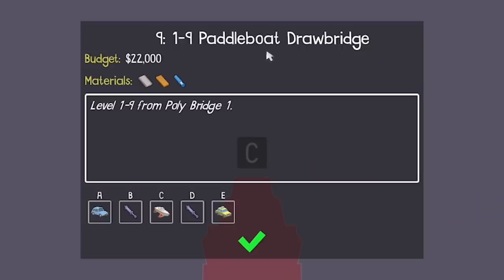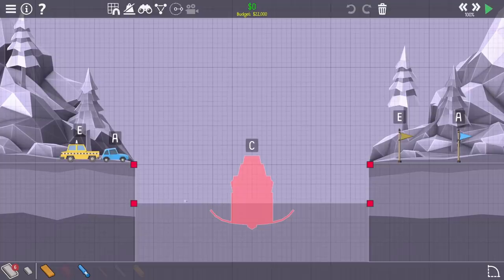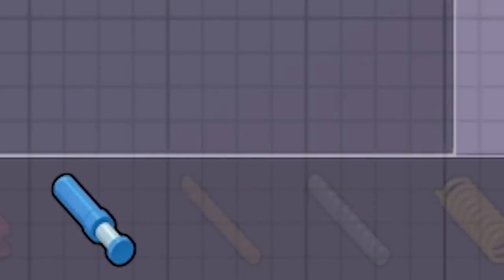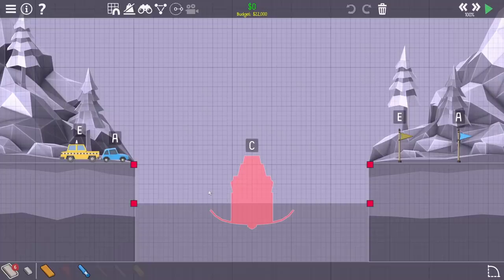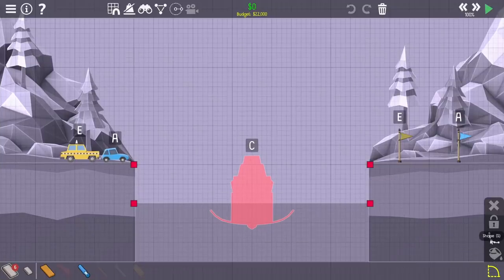Level 9, paddle boat drawbridge. Ooh. So this is our first drawbridge, first use of hydraulics. However, being a polybridge veteran, I don't know if I can call myself a veteran really, but I sort of know hydraulics are expensive.